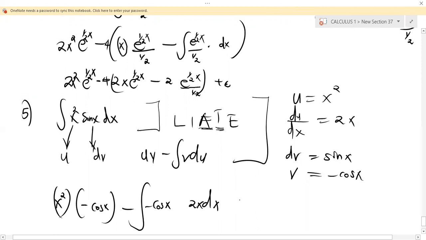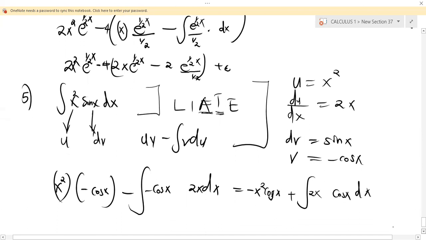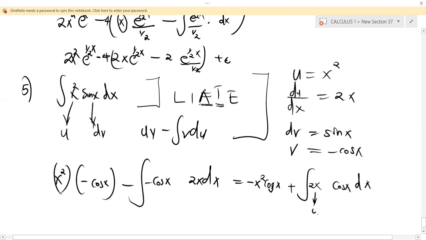So rearranging this, we will have minus x squared cos x, minus will give a plus, and then I'm going to rearrange the values inside the integral sign. We have cos x and 2x. So 2x will come first, and then cos x dx. Now, at this step, we are going to use integration by parts again. So we are going to let this be u and let this be dv. Clearly, this is algebraic, this is trigonometric. So if you check here, the algebraic should come before the trigonometric.